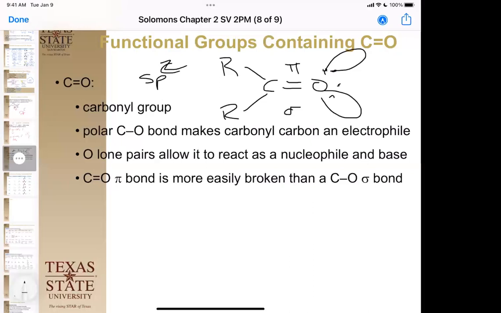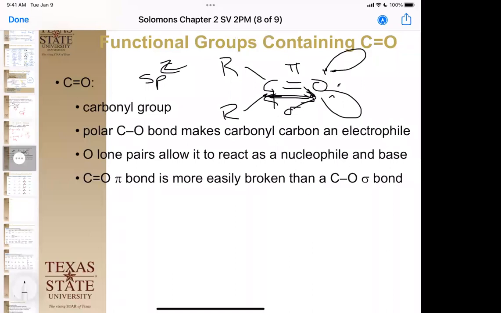Okay. So the other thing about this is oxygen is more electronegative than carbon, therefore it's polar. It's pulling electron density away from the carbon toward the oxygen. So now we know where things are going to react. Something positive coming in is going to react with the oxygen. Something negative coming in is going to react with the carbon because of that polarity.